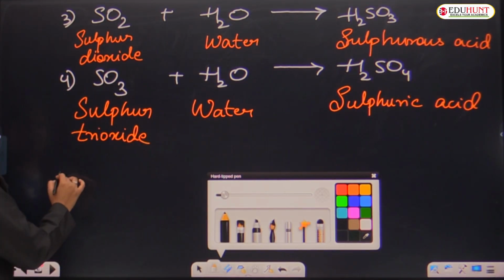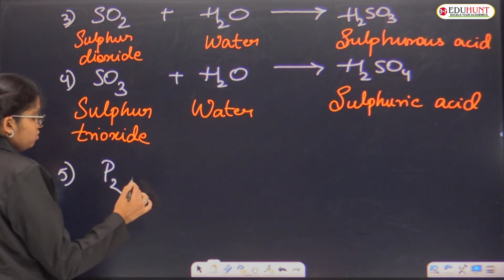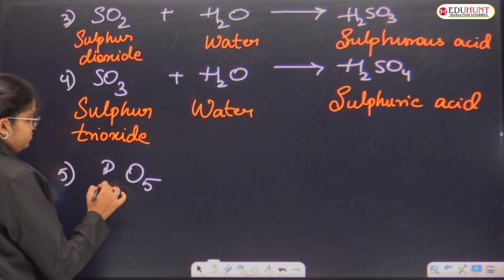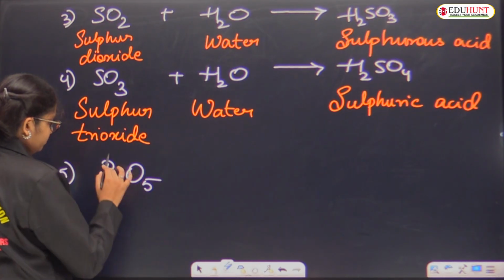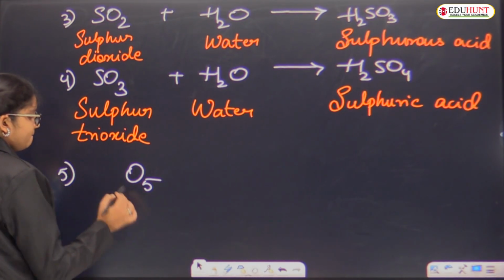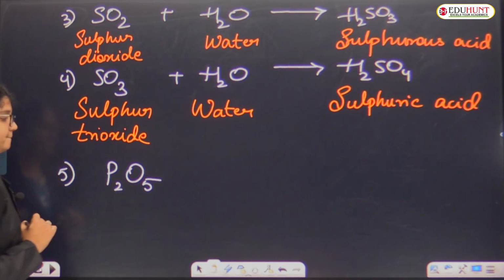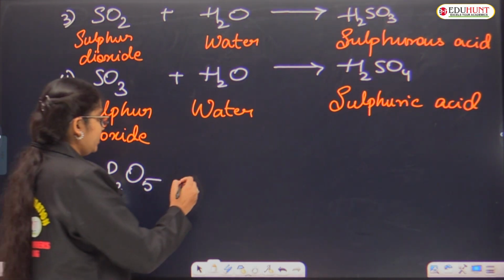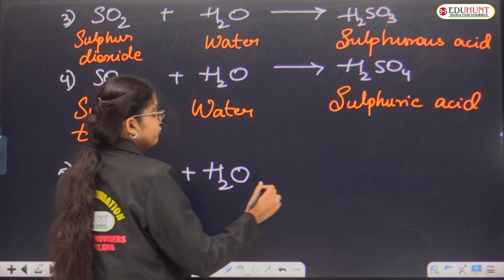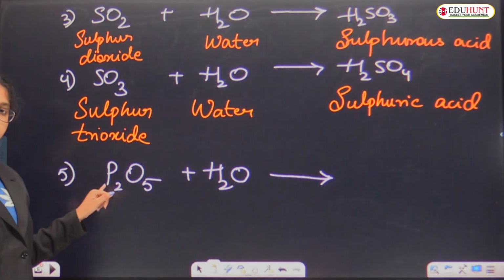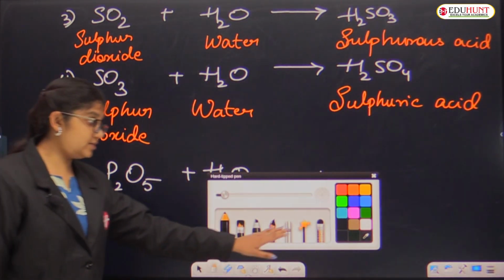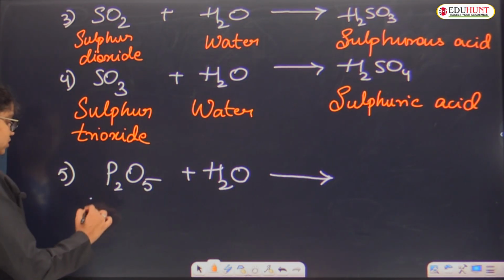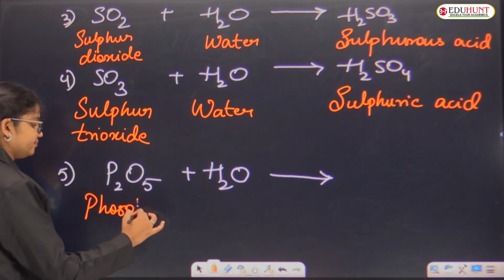Okay. Last example is P2O5. You know what is meant by P2O5? What is the name for P2O5, you know? You don't know? Find out. You have to find out, children, what is P? P means which element? Phosphorus. Very good. Phosphorus.